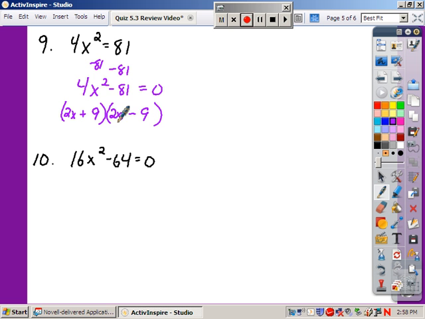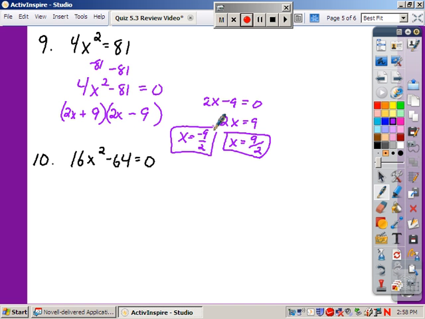So if you notice, these things are almost identical except they're different signs, which means that our answers will be identical except that they'll be different signs. So just to figure it out one time, 2x minus 9 equals 0. I'd add 9, and then I'd divide by 2. I get 9 over 2. That's one of my answers. The other answer would be its opposite sign, so the other answer would be negative 9 over 2.